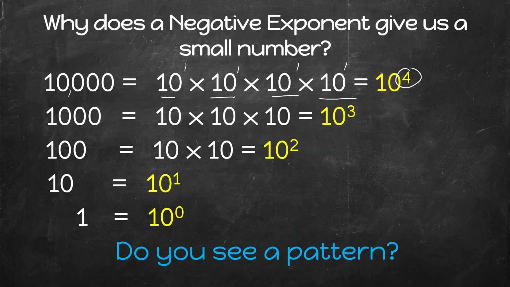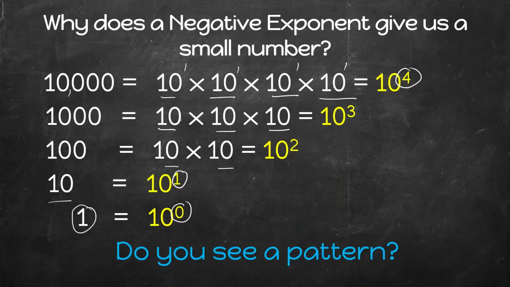Si 1,000 naman ay 10 times 10 times 10. So, that's 10 raised to 3 kasi tatlong 10. Si 100 naman ay 10 times 10, that is 10 squared kasi dalawang 10. While si 10 ay simply 10 raised to 1. Si 1 naman ay simply 10 raised to 0. So, alam natin na si negative naman ay less than 1. Less than 1 yung value niya.